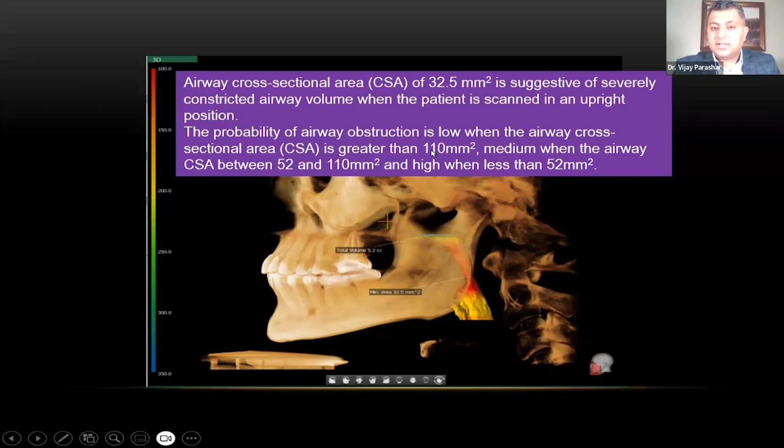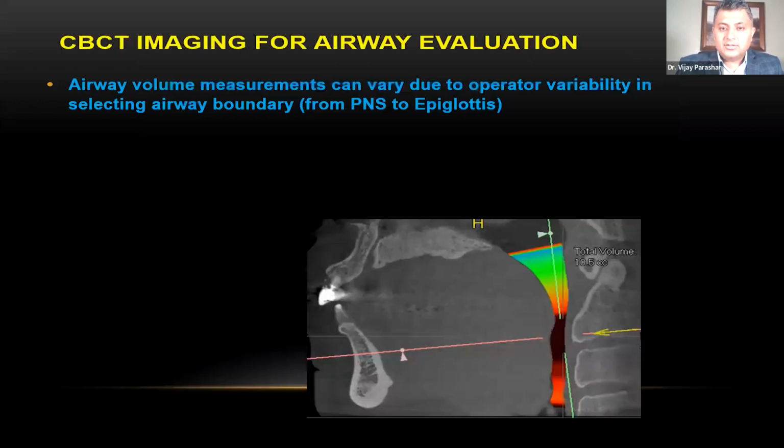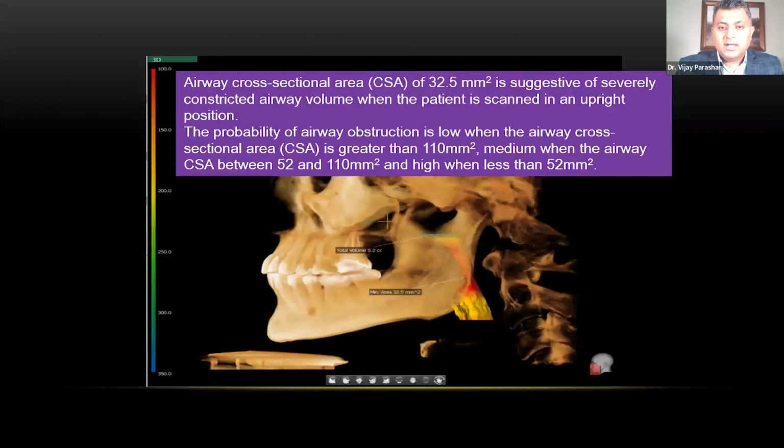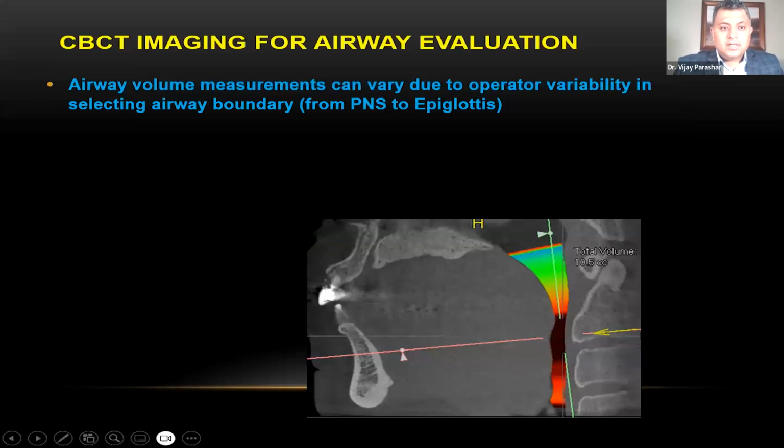If it is larger than 110, the probability of having airway obstruction is low. But if you observe that this number, which is minimum cross-sectional area, like in this patient, which is 32 millimeters square, which is lesser than about 50 or 52 millimeters square, then the probability of this patient having obstructive sleep apnea is high, and they need to be further investigated. This is the relevance of the numbers. Okay, so let's look at some more information here.